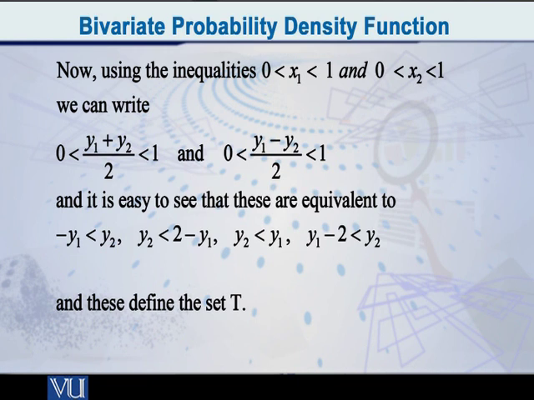Each one of them is equally important, and together they define the set capital T, or in other words, that region of the y1 y2 plane over which your joint PDF of y1 y2 is going to be defined. These 4 inequalities are as follows: minus y1 less than y2, y2 less than 2 minus y1, y2 is less than y1, and y1 minus 2 is less than y2.